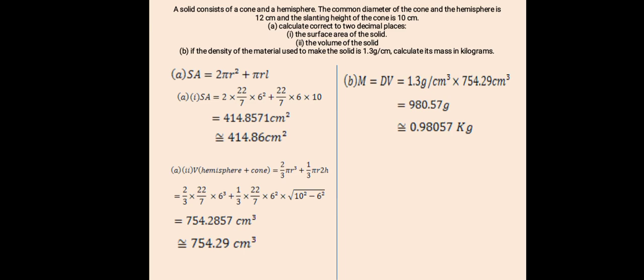The volume of the solid, we shall also take the volume of the hemisphere and the volume of the cone. We get 754.29 centimeter cube. Now the mass used to make the solid is equal to density times volume. Now we have been given the density, we have found the volume. If you multiply the two, you find that the mass is 0.98057 kilogram.